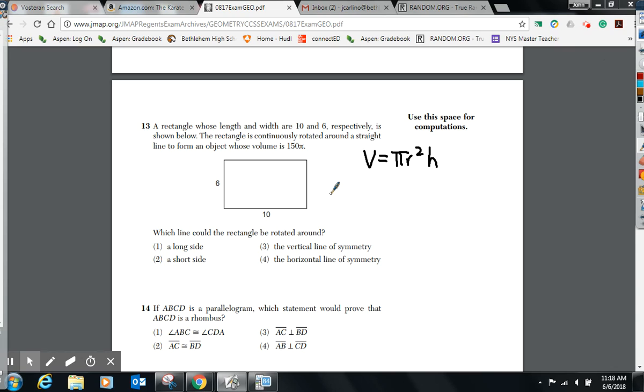If I rotate it around the long side here, what would be your height? Because now here you go. Mark right there.